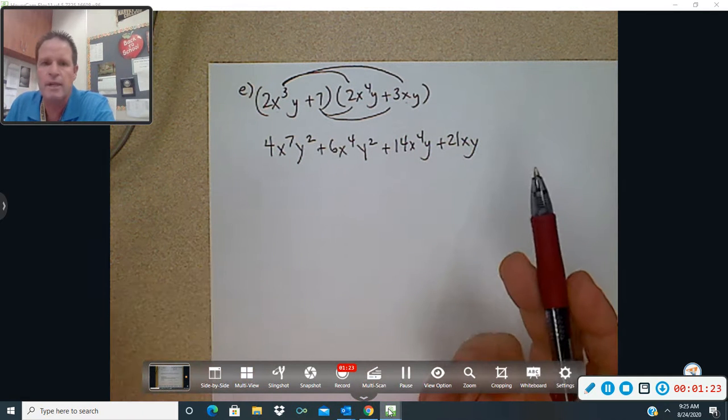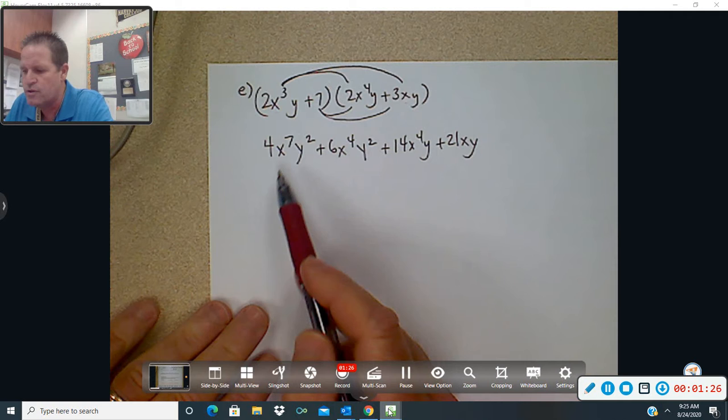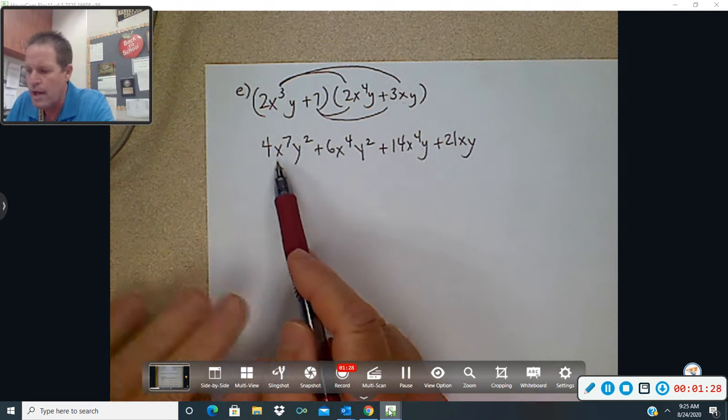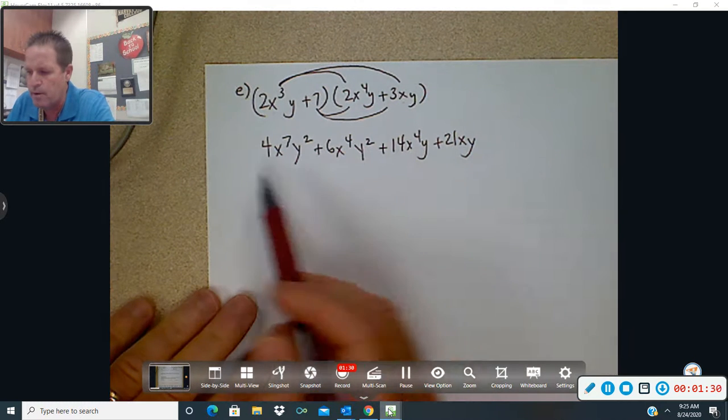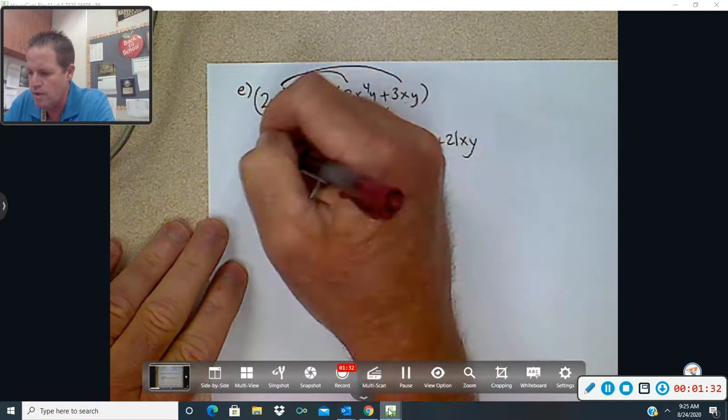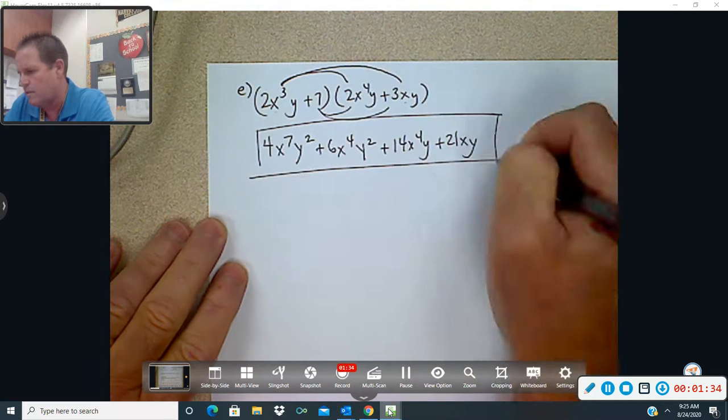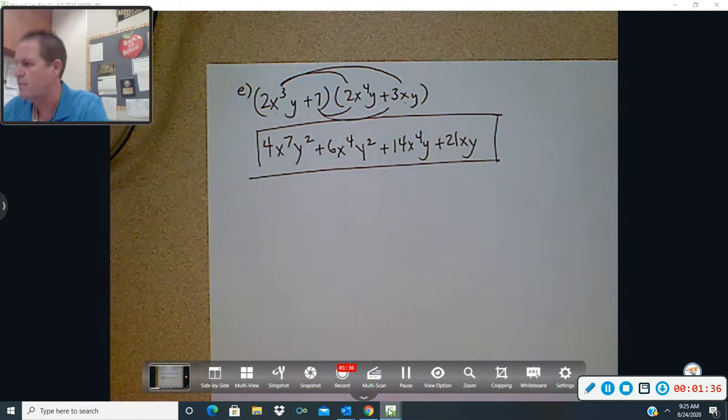Now, when you have a couple letters, what I usually do is the first letter in alphabetical order, I go highest to lowest exponent power with that, which we have here. So this is going to be a good answer, right, to that question. We got to be able to multiply these things out.